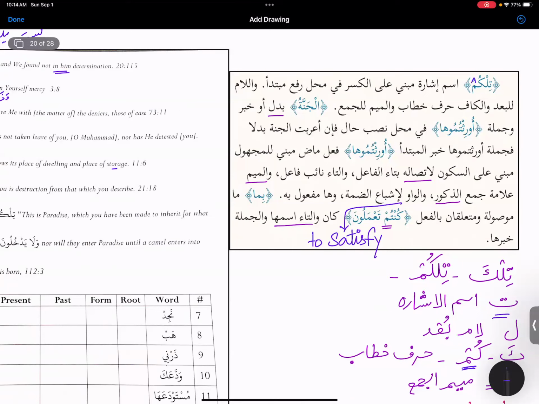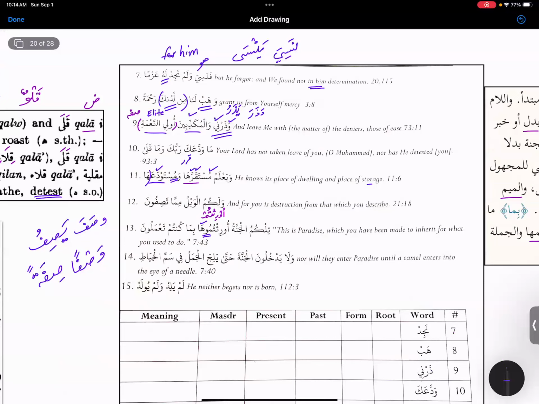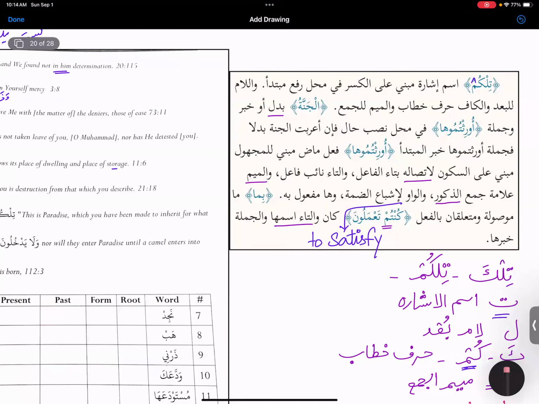Oh, they are saying ismul ishara mabni ala kasra. That is the ta, the kasra on the ta. Ismul ishara mabni ala kasra fi mahali rafa mubtada. Tilkumul janna. Oh, so we are saying that ta is the ismul ishara, only ta, and ta has a kasra. Exactly. Because we know this lam is lamul bud, this kum is harfu khitab and mim is for jama, right? So they are referring to only this ta. This ta is ismul ishara and it is always going to be mabni ala kasra. And it can be mubtada, of course. Over here it is mubtada.